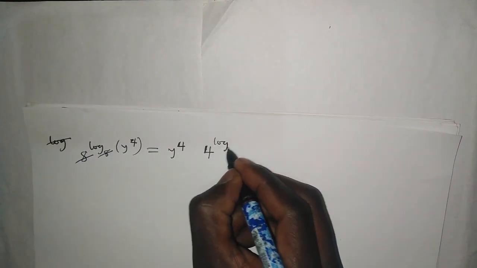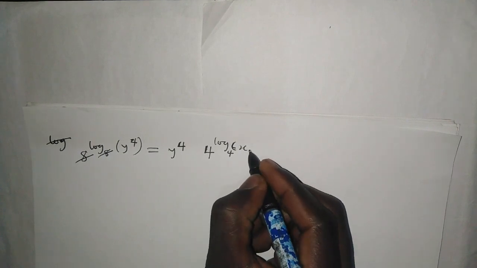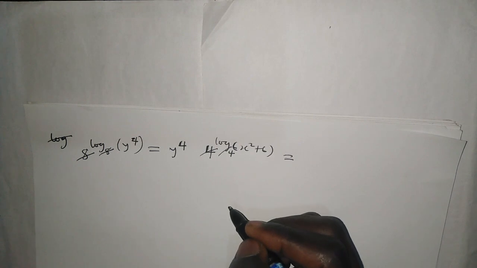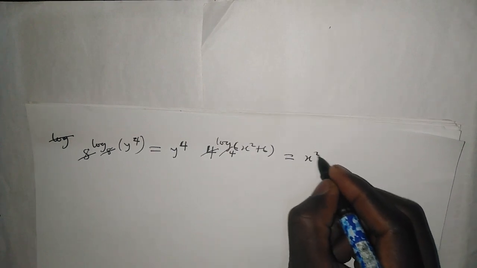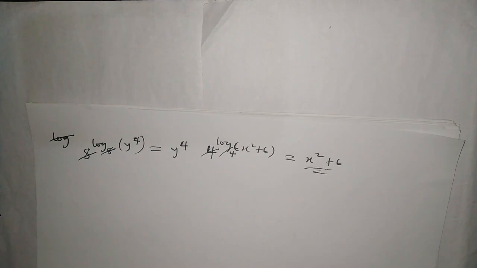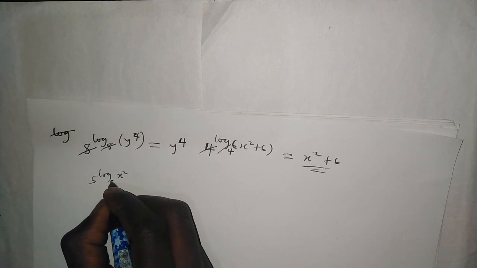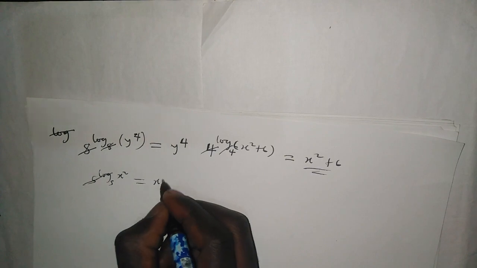Let's say we have 8 raised to power log base 8 of y to the power 4. In this case, 8 will cancel log base 8. Therefore, the answer is going to be y raised to power 4. And let's say we have 5 raised to power log base 5 of x raised to power 2. So we say 5 cancels log base 5. And what we'll have is x squared as the answer.